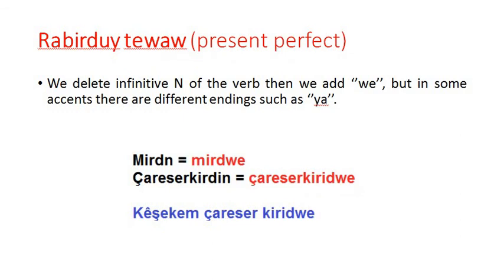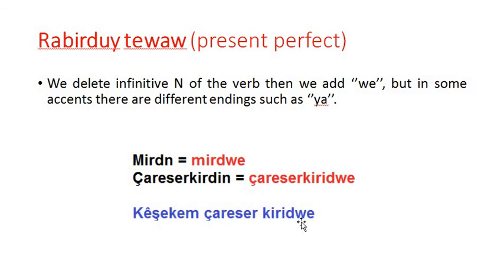Then we have rabırdu tawav or present perfect. Rabırdu tawav, it's something that happened a short time ago, in a little while ago, probably half an hour ago, 5 minutes ago, 3 minutes ago, etc. It's something that happened a short time before now. To make this, you delete the N, and then you add wa. Okay? For example, mirdin, mirdua. Mird, then you add this suffix, wa, you say mirdua.